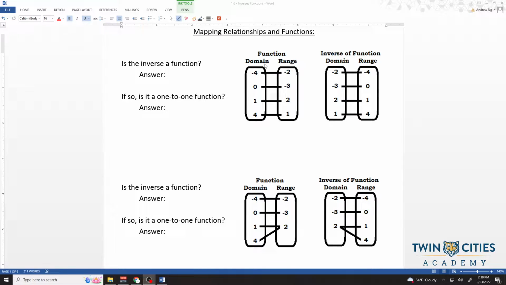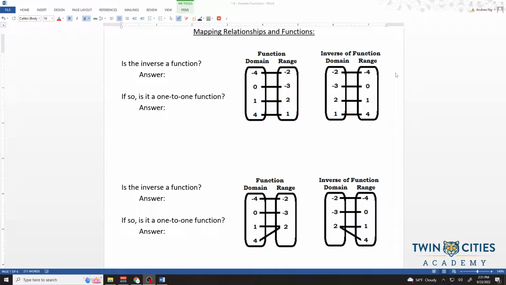Now what's important to note here is that this is a function. This -4 only goes to one element in the range, -2. This 0 only goes to one thing, -3. 1 only goes to 2. 4 only goes to 1. And when I reverse this, -2 will now go to -4. Here I've got that mapped over here. -3 goes to 0, 2 goes to 1, and 1 goes to 4. All I've done is taken each of these and reversed them. I've gone from left to right and now right to left, just written it such that this is the new domain and this is the new range.